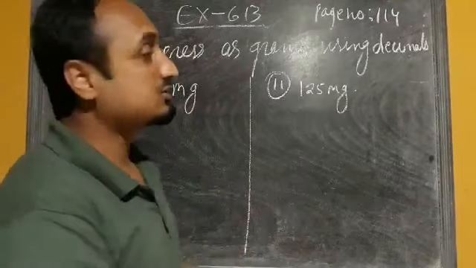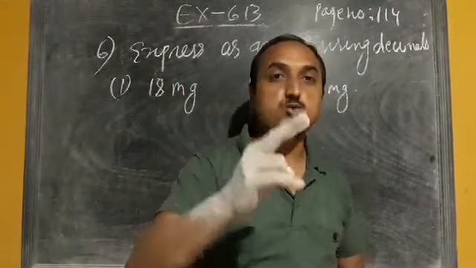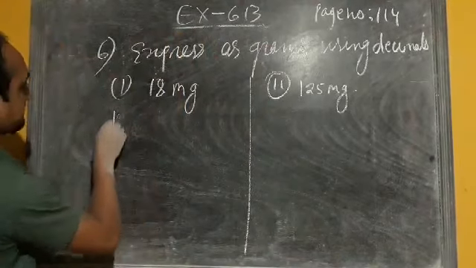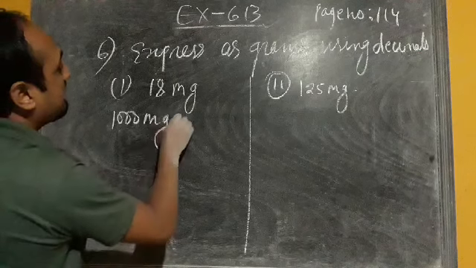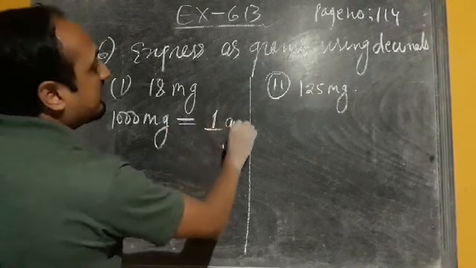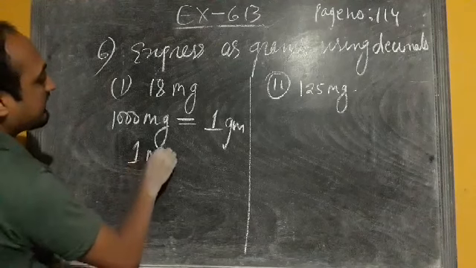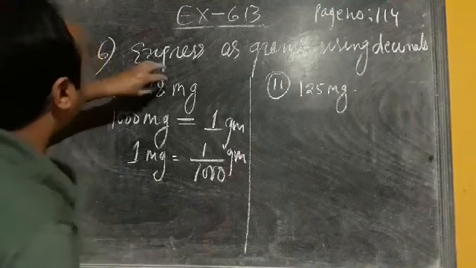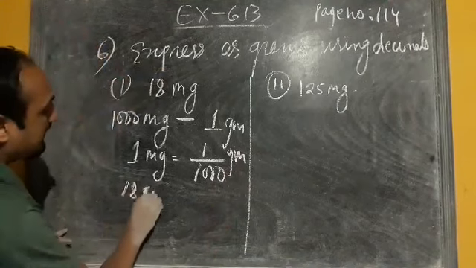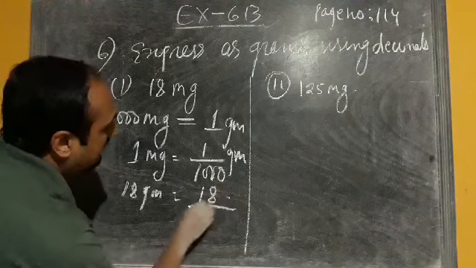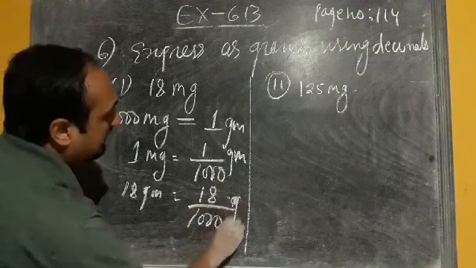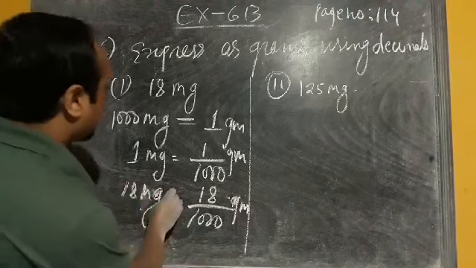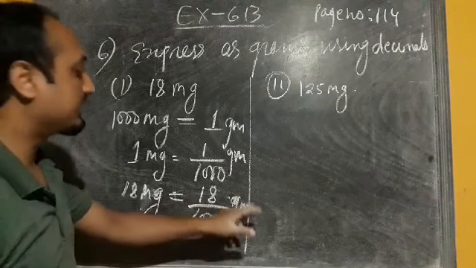So in question number 6, total number of questions we have is 4. Out of 4, 2 I am doing and 2 will be your homework. So first one, we know that 1000 milligram equals 1 gram. So 1 milligram equals 1 by 1000 gram. Now we have to find the value of 18 milligram. So 18 milligram can be written as 18 by 1000 gram.